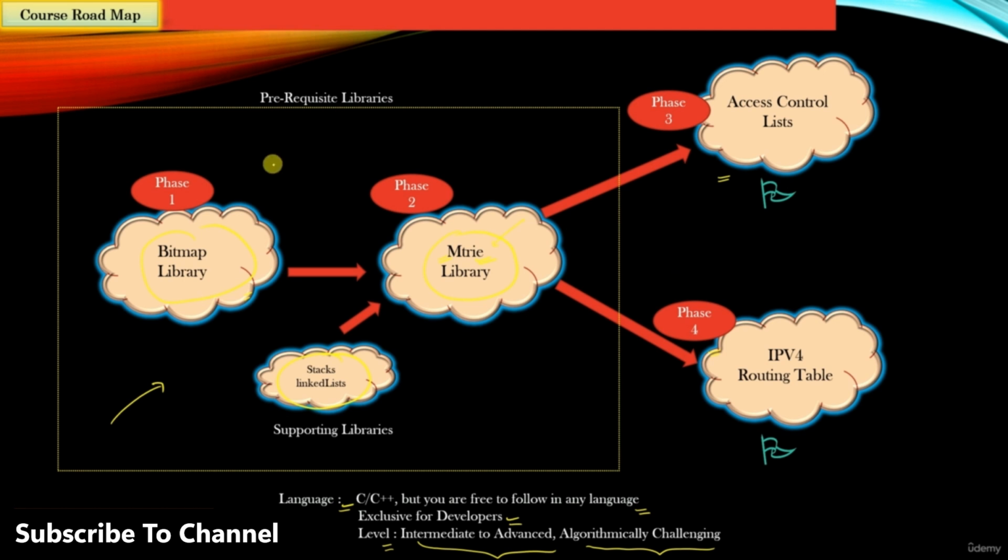First, we are going to implement the prerequisite library, which is the bitmap library. A bitmap is nothing but an array of bits and nothing else. And along the way, we also need the basic stack and linked list data structures to support the implementation of our mtrie library. And eventually, when our mtrie library is ready, we will use it in order to implement the access control list and IPv4 routing table. So phase 3 and phase 4 are eventually the final product of this course.